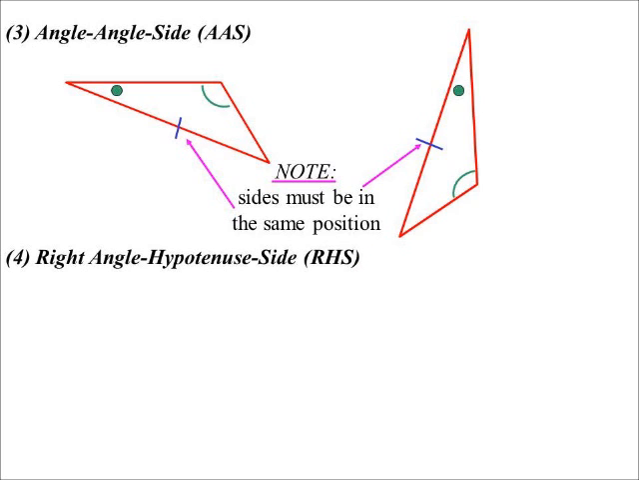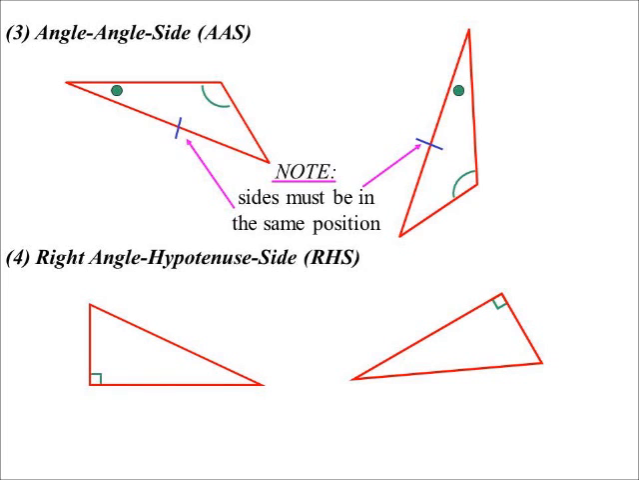Alright, then there is this special one, right angled triangles. So if you know the triangle is right angled, you also know that their hypotenuses, or hypotenuse, whatever the plural of hypotenuse is, are equal, and there's another side. So you've got the right angle, the hypotenuse, and another side. That's enough to show congruence.